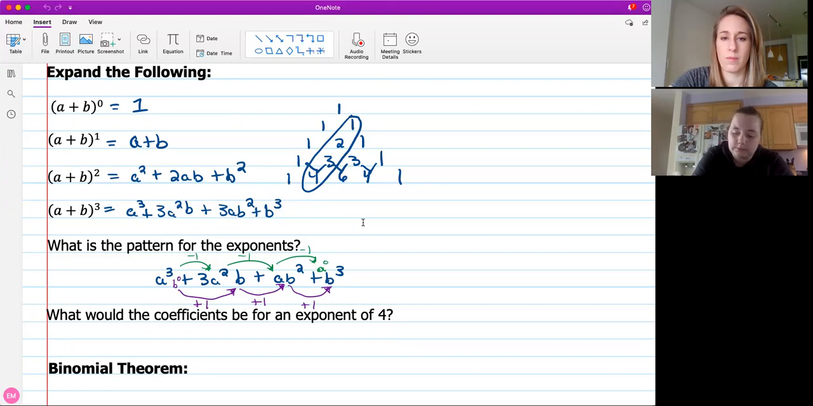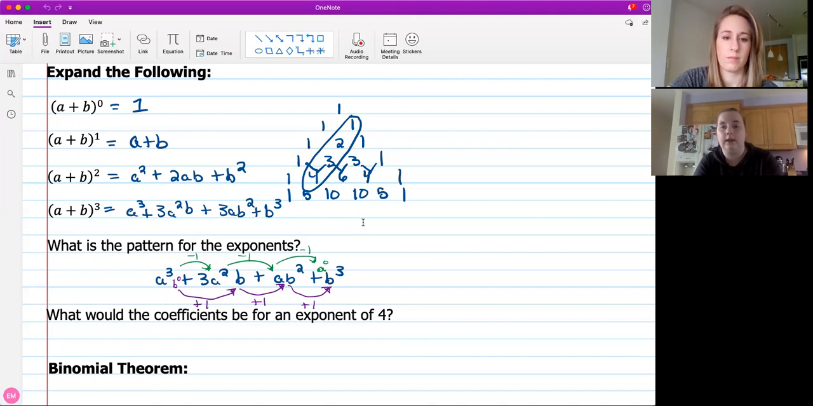So our next one would be 1 plus 4 is 5, 4 plus 6 is 10, 6 plus 4 is also 10, and then 4 plus 1 is 5, and then we end it with a 1. So you just add them down, and that gives you your next row in Pascal's triangle. So when we're expanding our binomials, you can use Pascal's triangle to find the coefficients for your expansion.